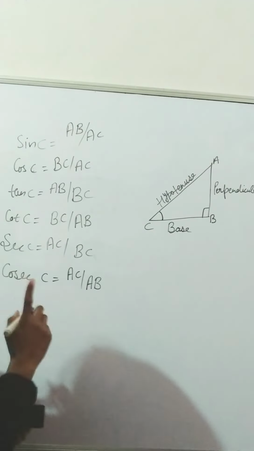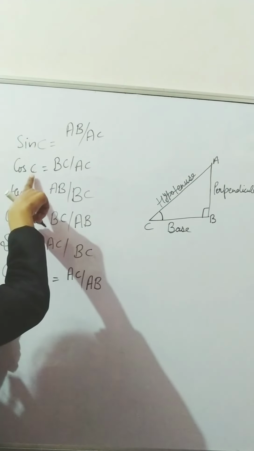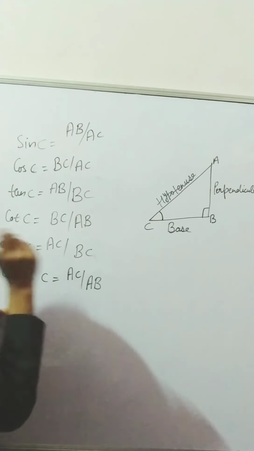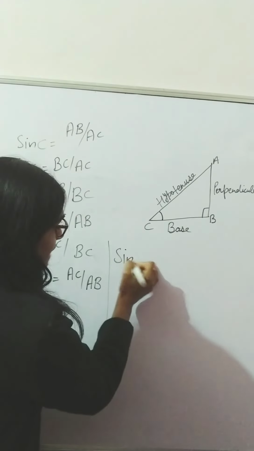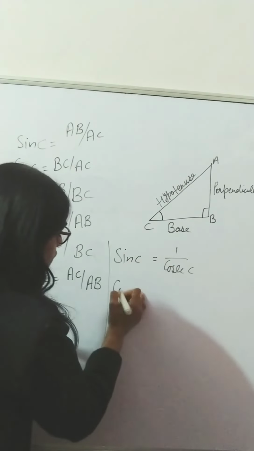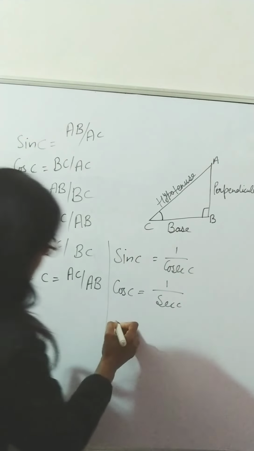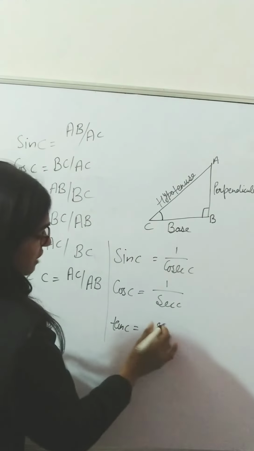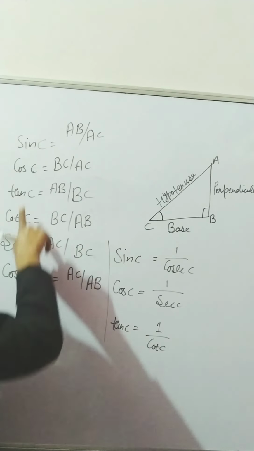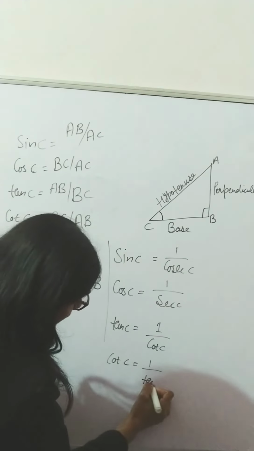Now here we can see that sin C is the reciprocal of cosecant C. Cos C is the reciprocal of secant C and tangent C is the reciprocal of cotangent C. So we can write sin C is the reciprocal of cosecant C, cos C is the reciprocal of secant C, and tangent C is the reciprocal of cotangent C. Reciprocal means 1 by cot C. Now cot C is the reciprocal of tangent C, so cot C is equal to 1 by tangent C.